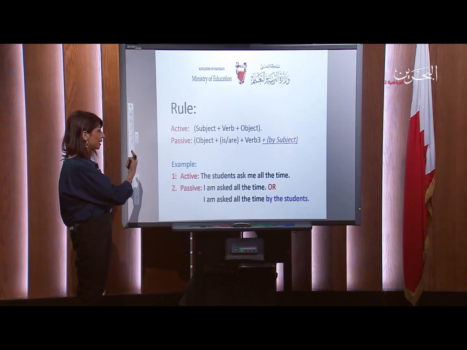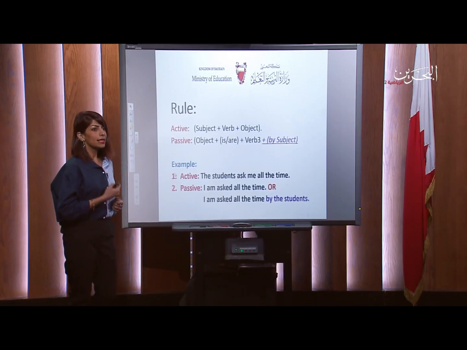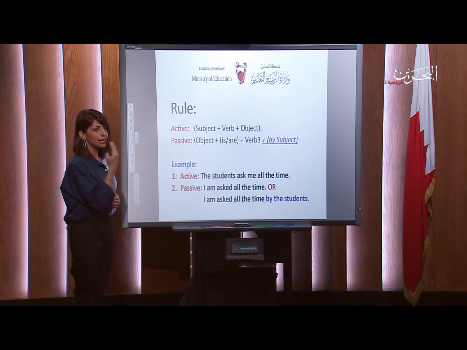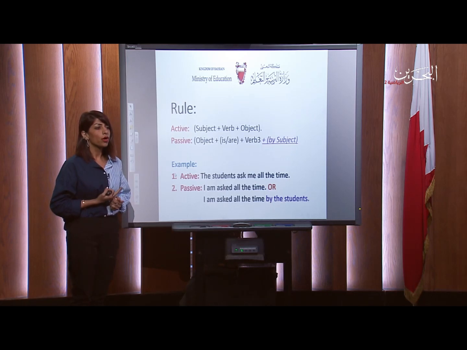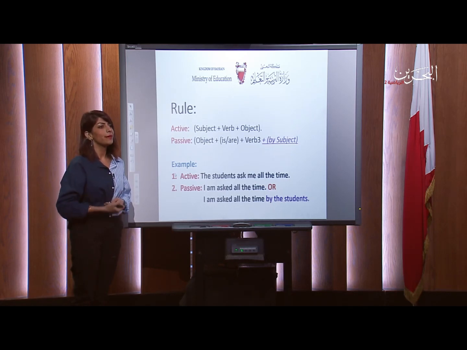Now, let's see the active form to start with. It's subject, verb, object, as I have already mentioned. But if we want to transform it or change it to passive, in this case, it starts with the object, then I have to specify if it's is or if it's are, and this depends on the object itself. I am coming to the explanation later. And of course, I finish it with the verb. And the verb has to be in past participle form. It has to be in the third type of verbs.